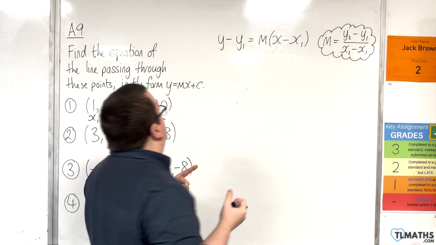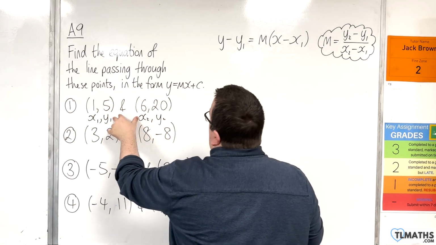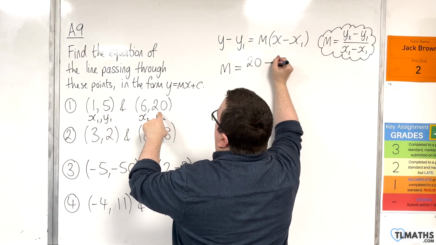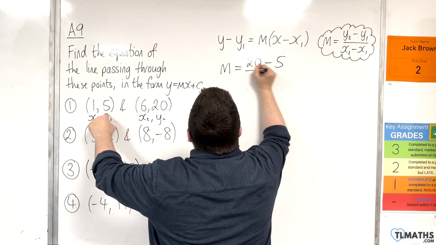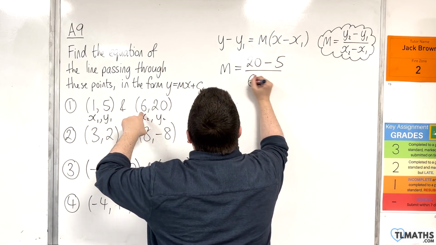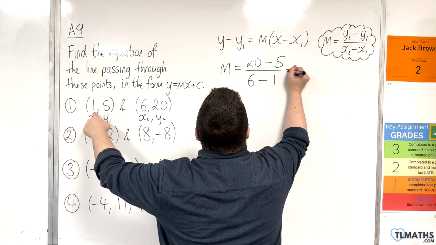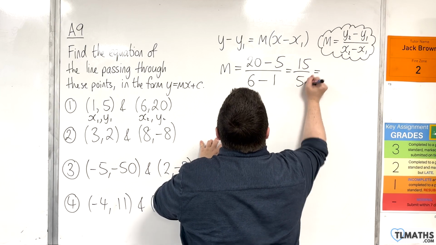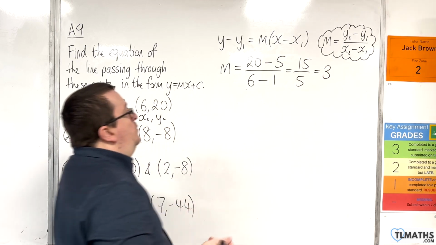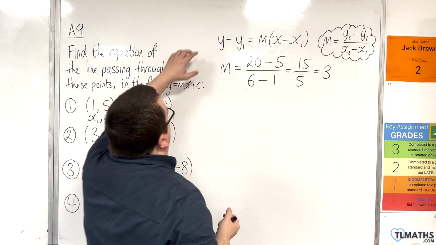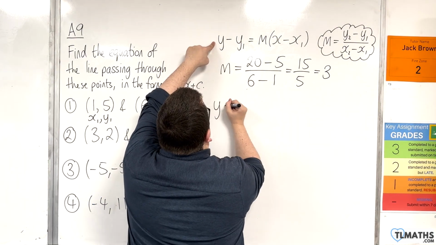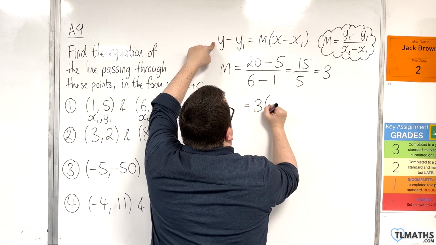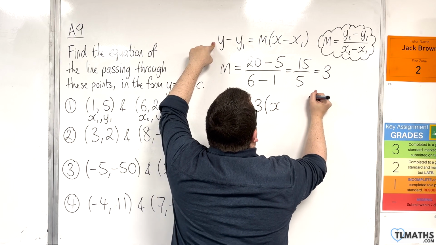So the first thing to do with our example here, number 1, is to work out the gradient. So we're going to have y2, 20, take away y1, which is 5, divided by x2, which is 6, take away x1, which is 1. 20 take away 5 is 15, 6 take away 1 is 5, 15 divided by 5 is 3. So I know the gradient of the line is 3. So I can go straight in with y take away y1, which I'm going to leave blank for the moment, is equal to m(x take away x1).